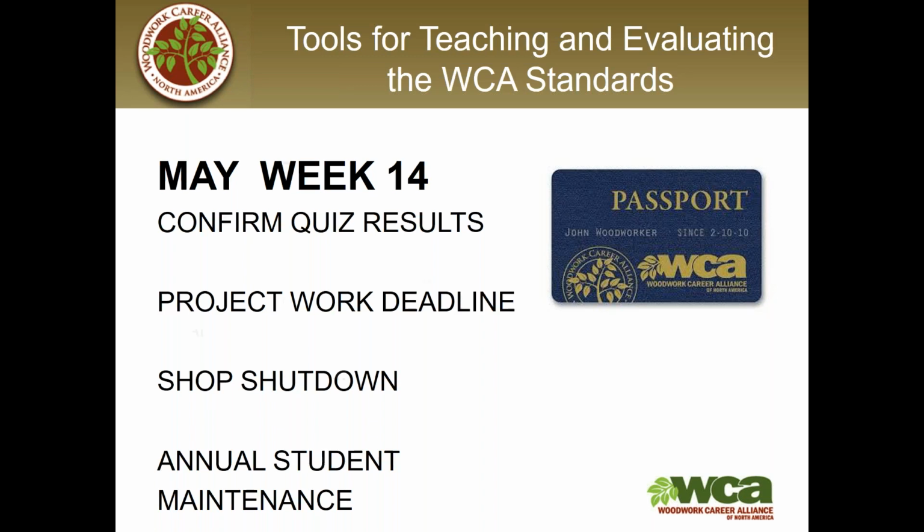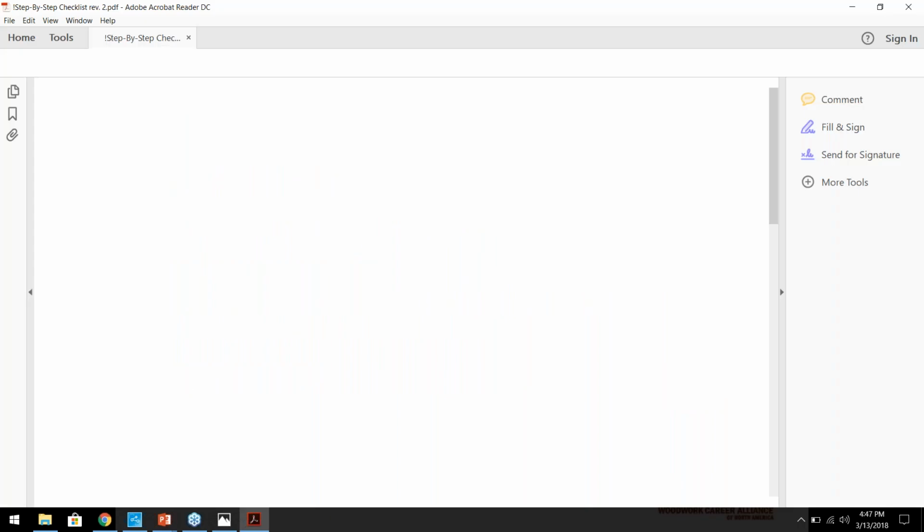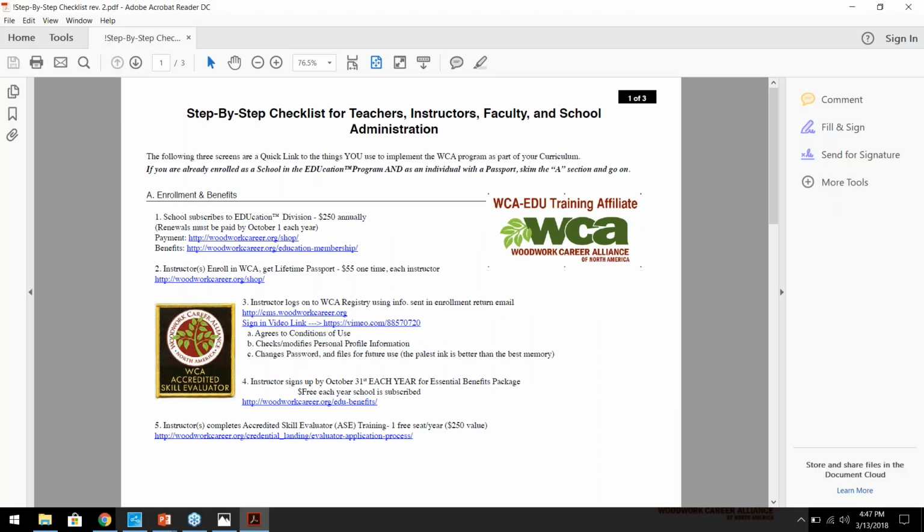And then finally we get to summer, and summer's the time when you need to reflect, refine, and prepare for the next school year. One of the key things here is the WCA provides a checklist, and you can access this checklist if you're a member, and it takes you through all of the different things you need to do when you need to do them. It can keep you on track so that you don't forget something important, or you're not surprised about what may be coming at you next.